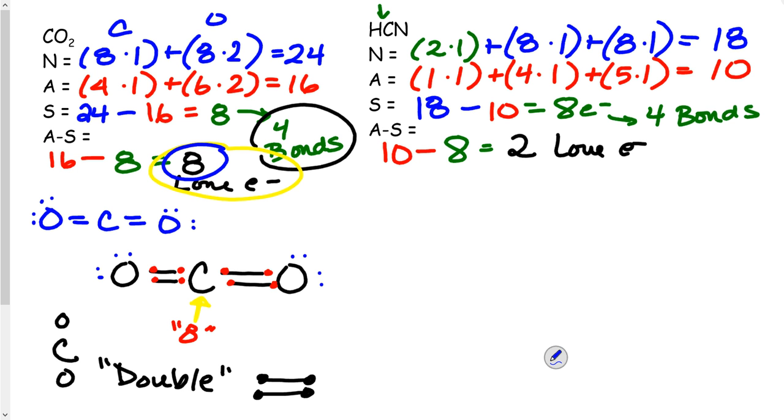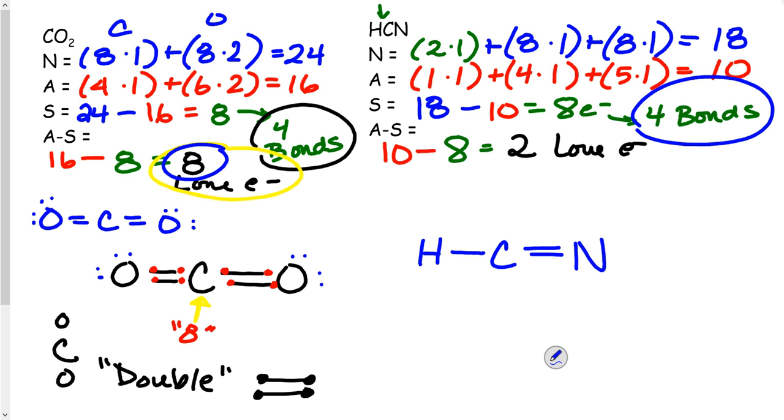HCN. All right, we know that hydrogen cannot go in the middle, so hydrogen has to be on the end. Between carbon and nitrogen, carbon is least electronegative, so we're going to place the carbon and then the nitrogen. And we've calculated 4 bonds. So hydrogen can only have a single bond. Therefore, the remaining 3 bonds are going to go between the carbon and nitrogen, giving us our triple bond.